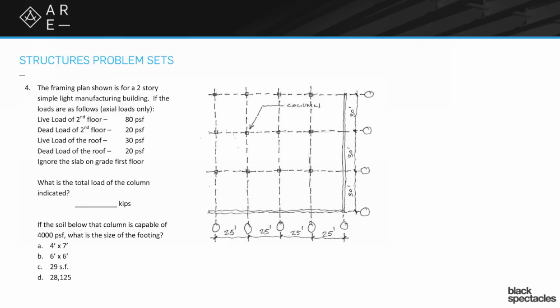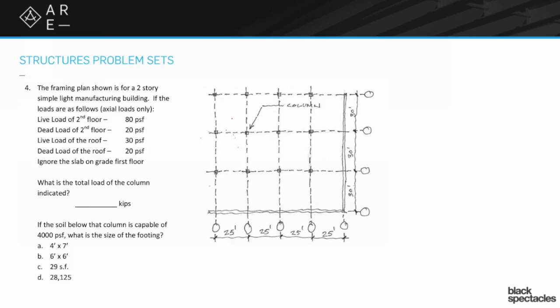So question number 4, this one's going to take a little bit of calculation. The framing plan shown is for a 2-story simple light manufacturing building. If the loads are as follows, axial loads only: live load of the second floor is 80 PSF, dead load of the second floor is 20 PSF, live load of the roof is 30 PSF, dead load of the roof is, again, 20 PSF, and we're going to ignore that first floor slab on grade, just because it's being held up by the ground below. So we have 2 basic questions here.